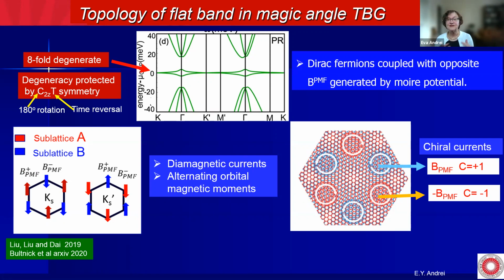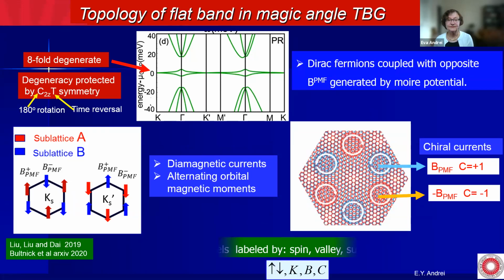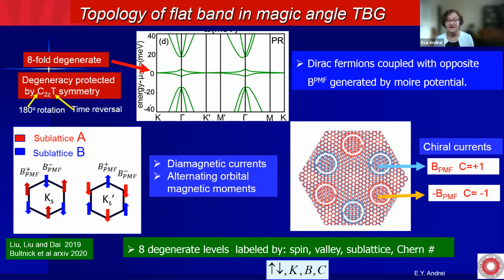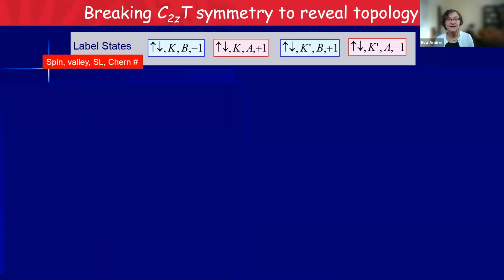Okay, so we have Dirac fermions that are coupled with opposite pseudomagnetic fields that are generated by the Moiré potential. So we can actually label the 8 states by the valley, by which mini Brillouin zone it is, by the sublattice A or B, and by the Chern number. So we can label these 8 states, and this is what they are. Here the arrows correspond to spin up or down. So you see they have alternating Chern numbers, plus or -1, depending on whether it's red or blue here.